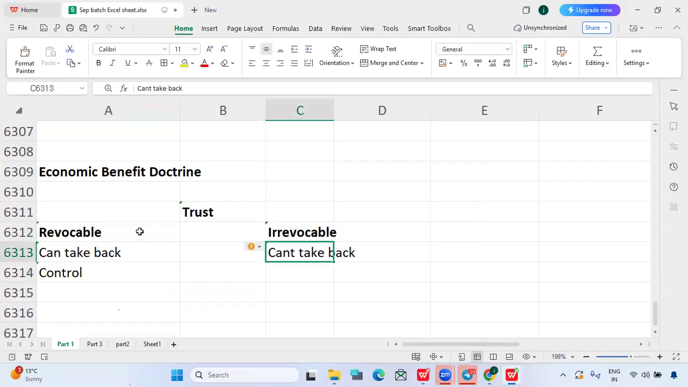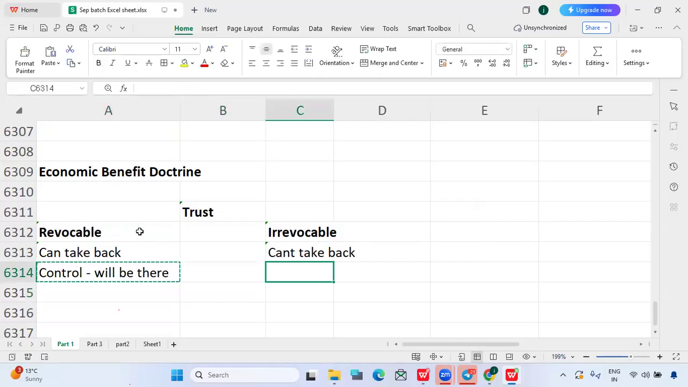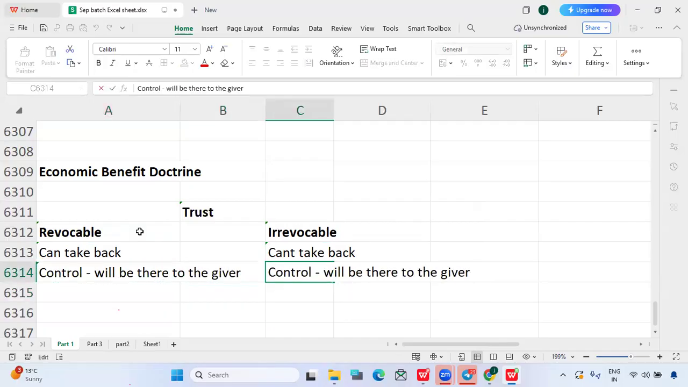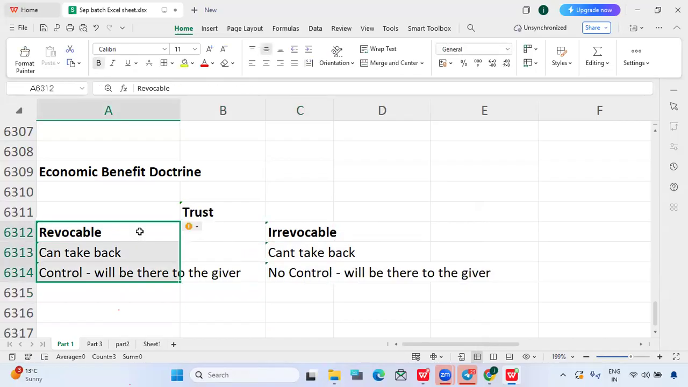But in case of irrevocable, do we have control? In the revocable case, control will be there with the giver. In the irrevocable case, no control will be there with the giver. So this is the difference between revocable and irrevocable.